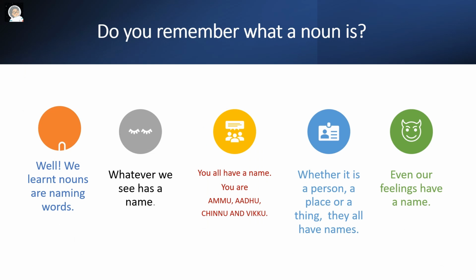Do you remember what a noun is? Well, we learned nouns are naming words. Whatever we see has a name. You all have a name. You are Ammu, Adu, Chinnu, and Viku. Whether it is a person, a place, or a thing, they all have names. Even our feelings have a name.